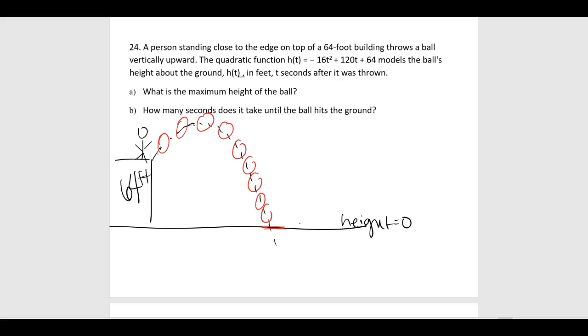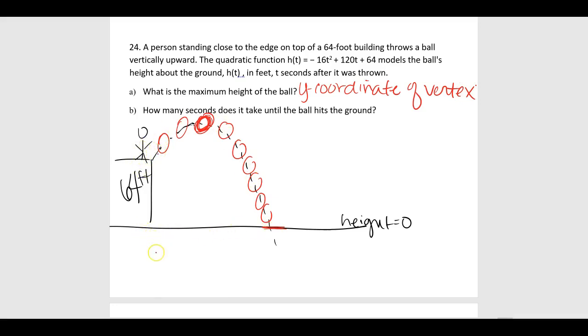Now, the question is, what's the maximum height of the ball? It's trying to get the y-coordinate of the vertex. That's what this is, the y-coordinate of the vertex. And then B is saying, well, how many seconds does it take until the ball hits the ground?